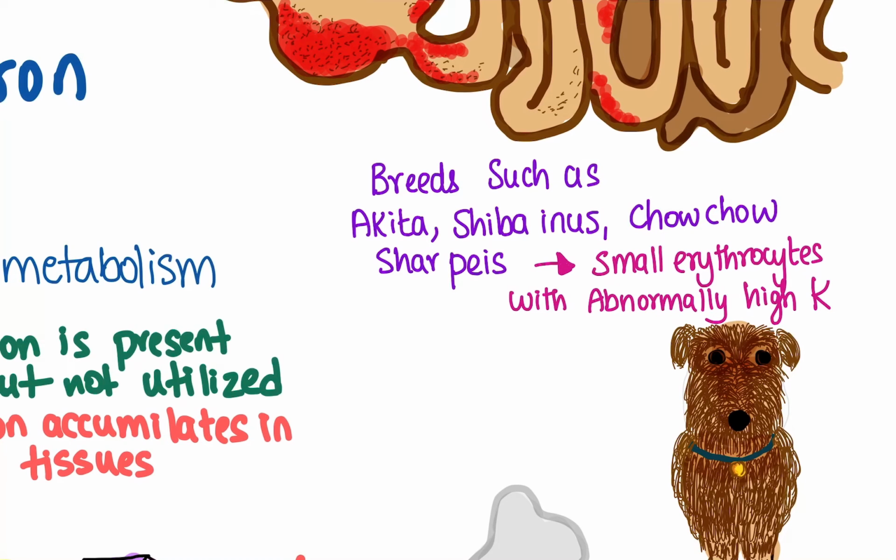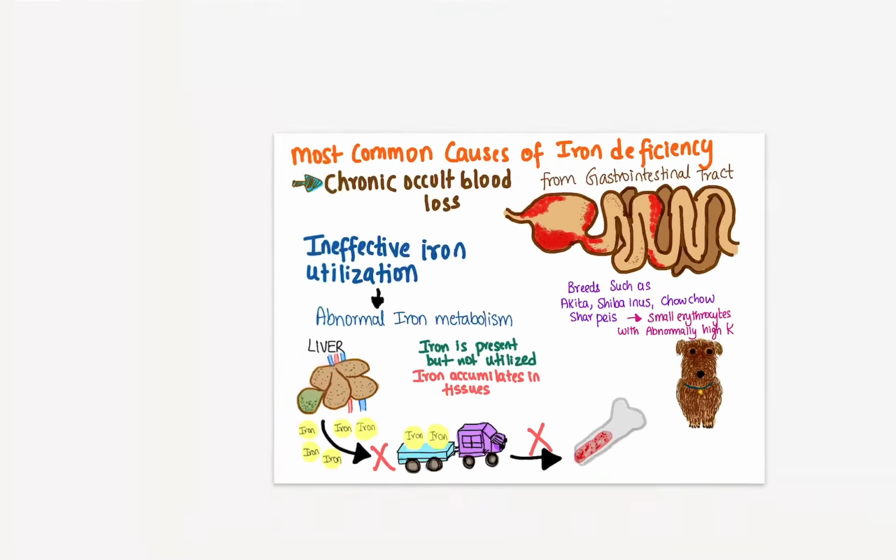That can lead to iron deficiency anemia. You should also know that there are certain breeds like Akita, Shiba Inu, Chow Chow, and Shar-Peis. They all have abnormally small erythrocytes with abnormally high potassium within. That's exactly why when these breeds have hemolytic anemia, they will also have hyperkalemia.